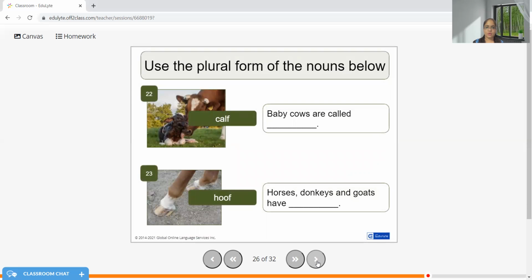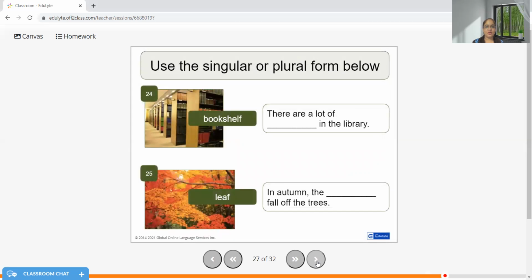Baby cows are called as calves, CALVES. Horses, donkeys, and goats have hooves, HOOVES. Please be careful. There are a lot of bookshelves in the library, SHELVES. In autumn, the leaves fall off the trees, LEAVES.